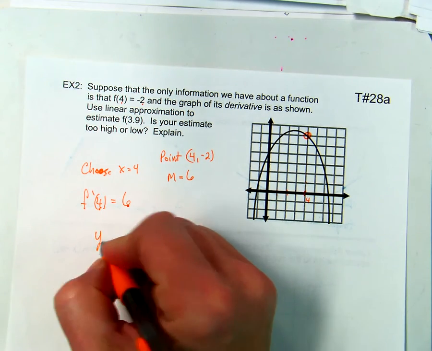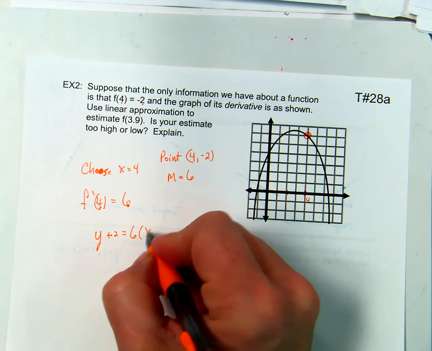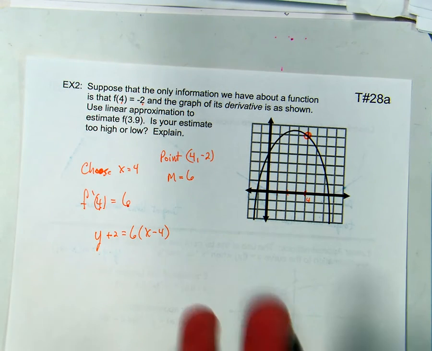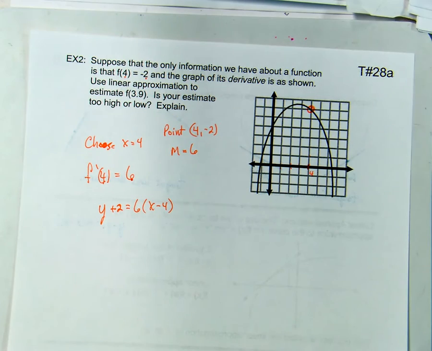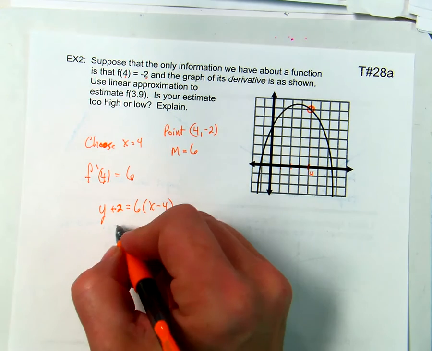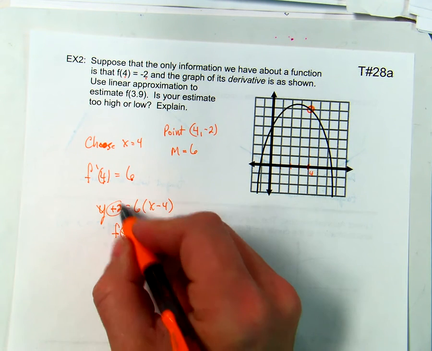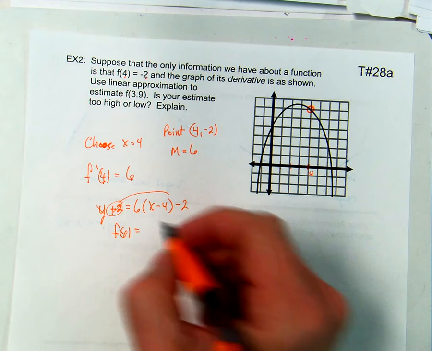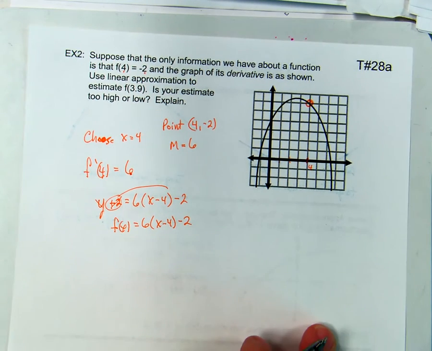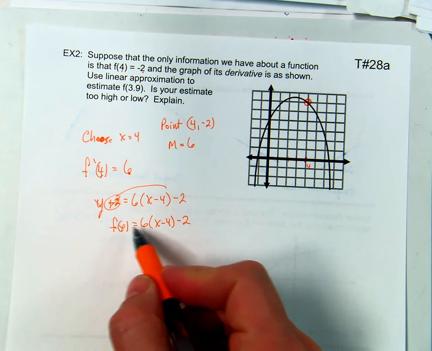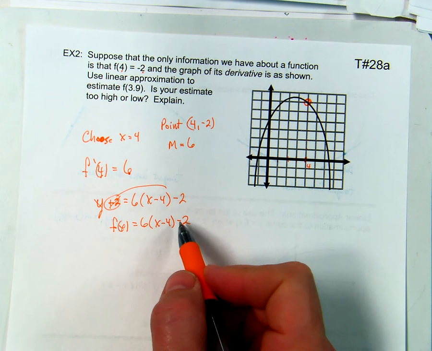Can I say, okay, well, y minus -2, or plus 2, equals 6 times x minus 4. That's absolutely doable and understandable. So we can now simplify this one down to where we'll be making an f of x. We'll move the 2 across, so we'll minus 2 from both sides. So 6 times x minus 4, minus 2.